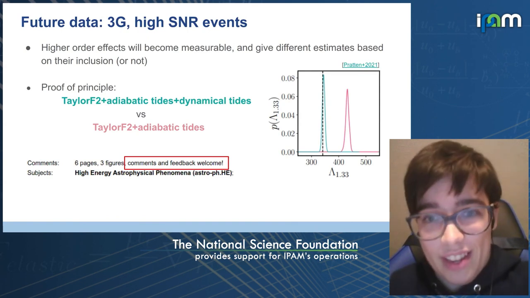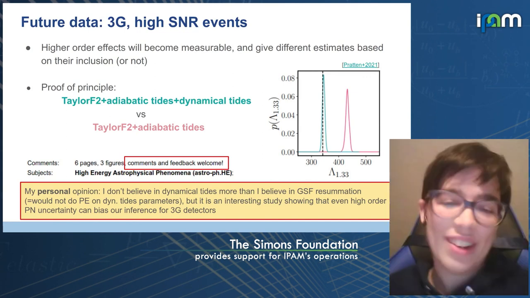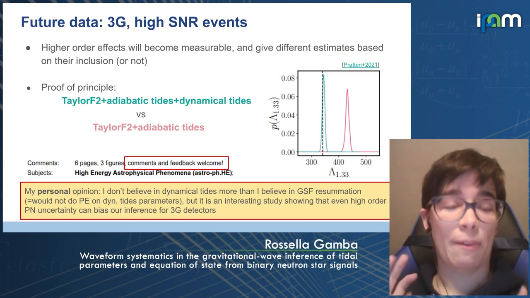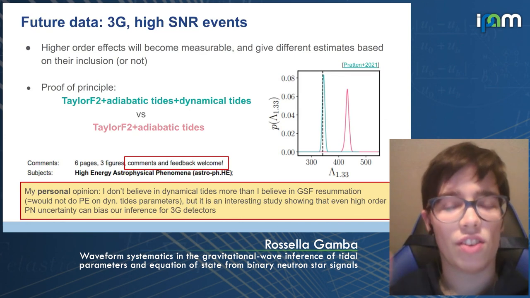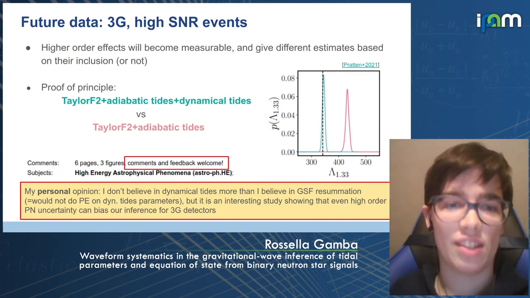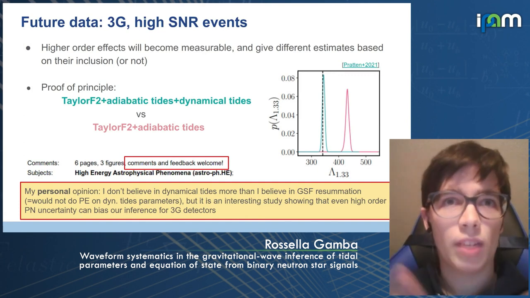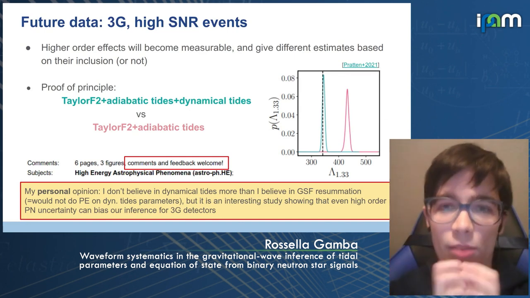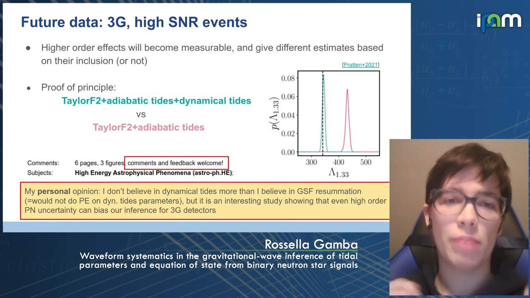And also, since they asked, I will give you my personal opinion, which is that I do not really believe in dynamical tides more than I believe in gravitational self-force resummation. And by this, I don't mean that they're not a physical effect. They definitely are a physical effect. But for quasi-circular coalescences, I would personally not do parameter estimation on dynamical tide parameters. And this is because the dynamical tides, if you remember how the plot looked like, tend to become important after the two neutron stars have touched each other. So I am not sure that if we do parameter estimation on the dynamical tides parameter, we are really measuring that. You know, it might be something else.